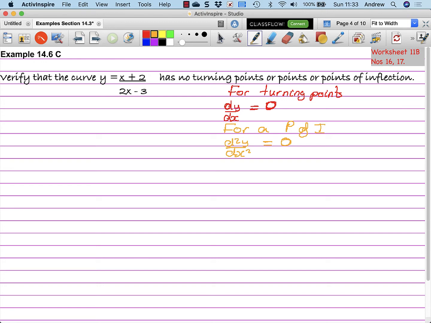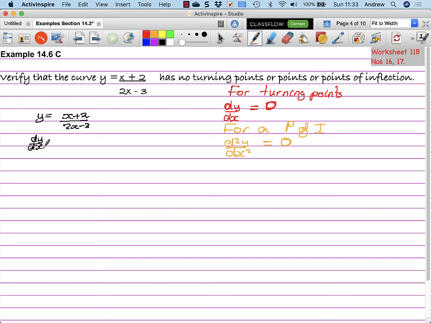So for no turning points, dy dx is not equal to 0. And for no point of inflection, we have to show that d2y by dx squared is not equal to 0. So we're doing the opposite. Let's get about our business. At the moment, we've got y is equal to x plus 2 over 2x minus 3, and we need to do dy dx.